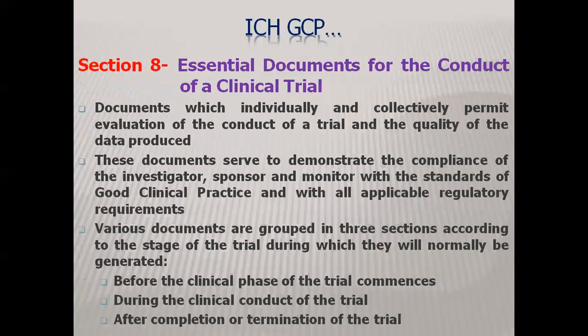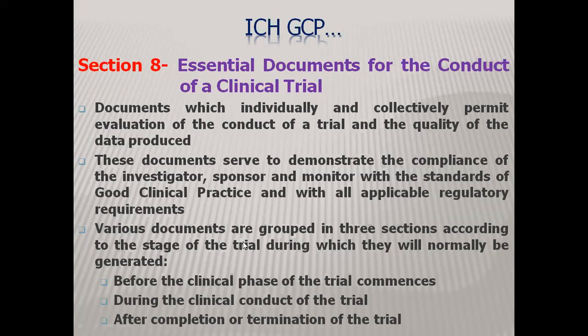Then moving on to Section 8. So what does Section 8 have? It has essential documents for the conduct of a clinical trial. The documents which individually and collectively permit the evaluation of the conduct of a trial and the quality of the data produced will be called what? Essential documents for the conduct of a good clinical trial. These documents serve to demonstrate the compliance of the investigator, sponsor, and monitor with the standards of GCP and with all applicable regulatory requirements.